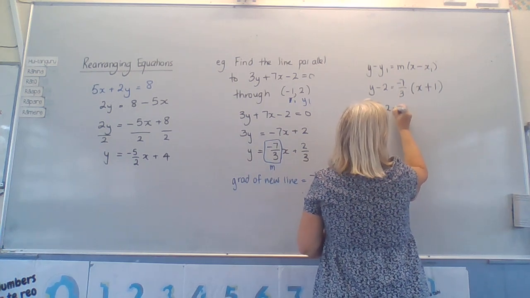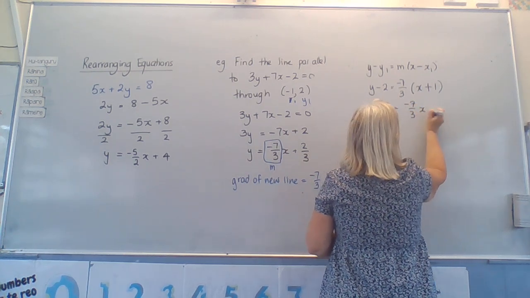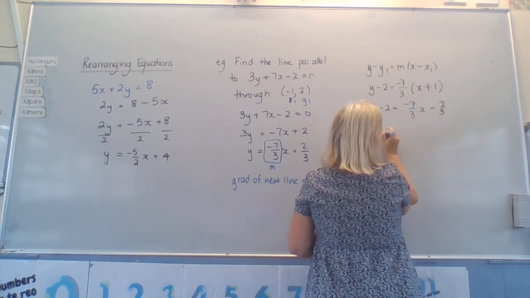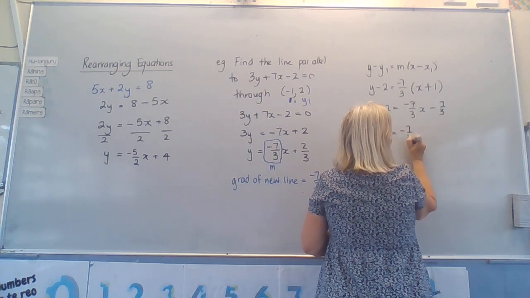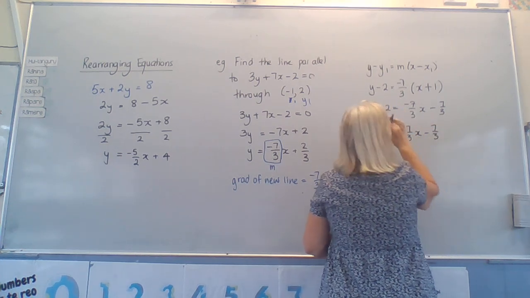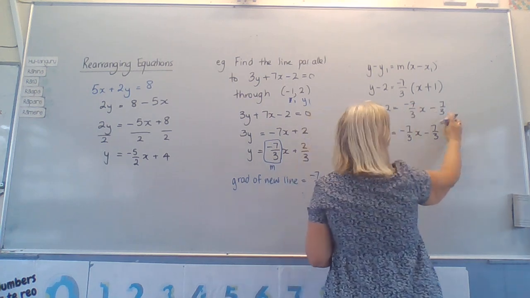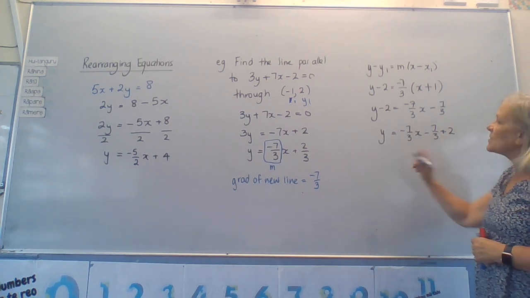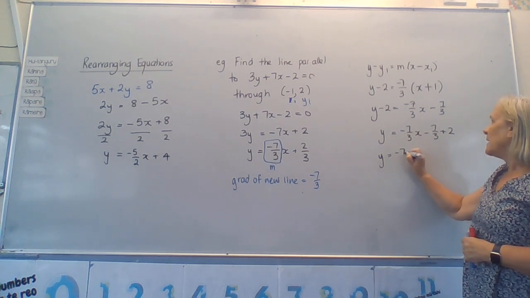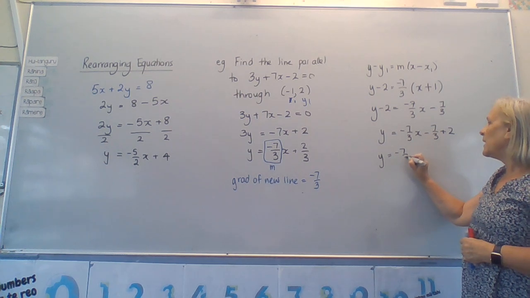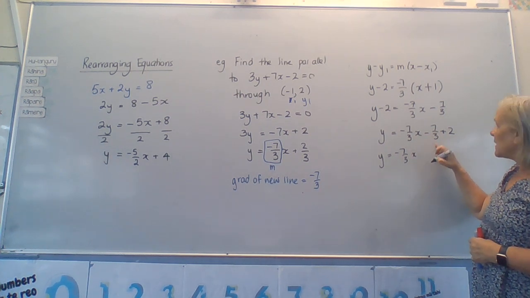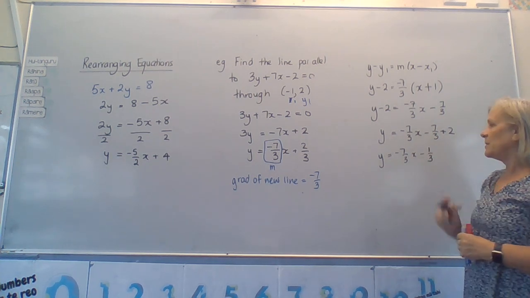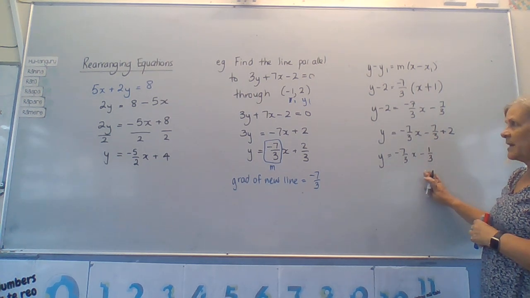y minus 2 equals negative 7 over 3 x minus, plus times a negative is a negative, 7 over 3. So y equals negative 7 over 3 x minus 7 over 3. It's a minus 2 here, so it becomes a plus 2 over here. We might need our calculator to be able to work that part out. So we put it in our calculator, negative 7 over 3 plus 2, and that is minus 1 over 3 from our calculator. And we're going to leave it like that.